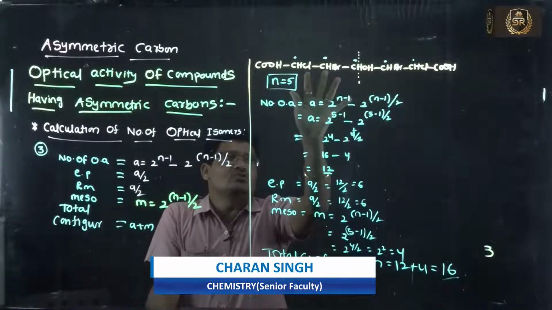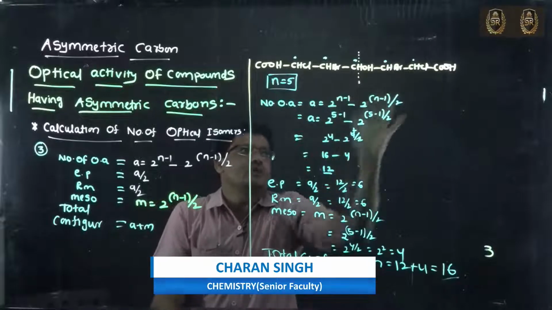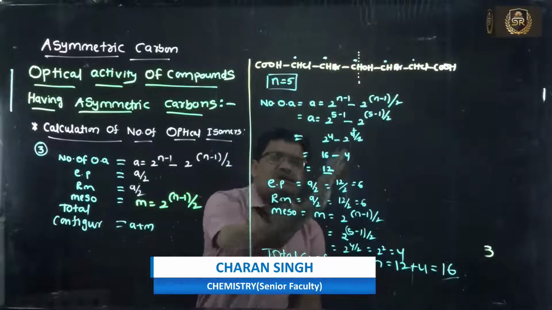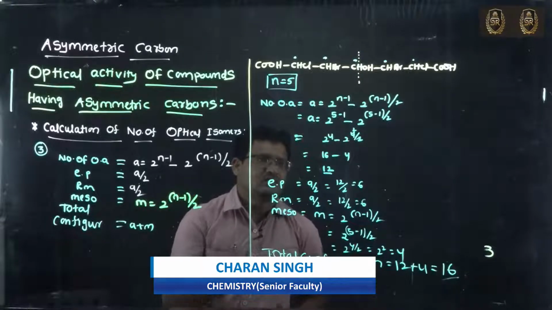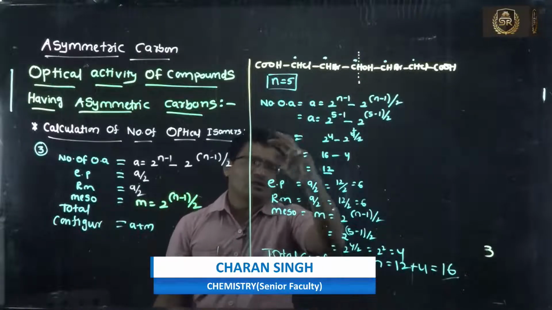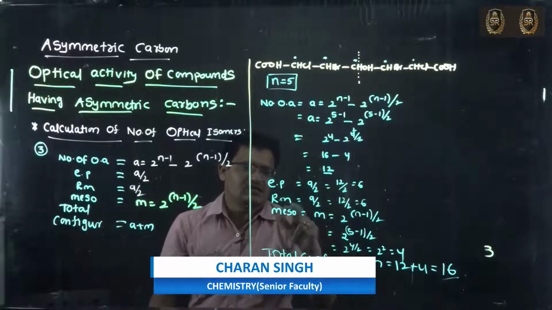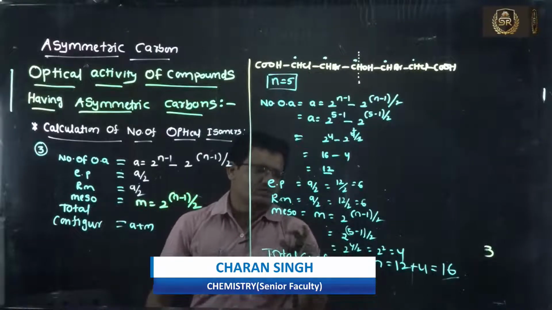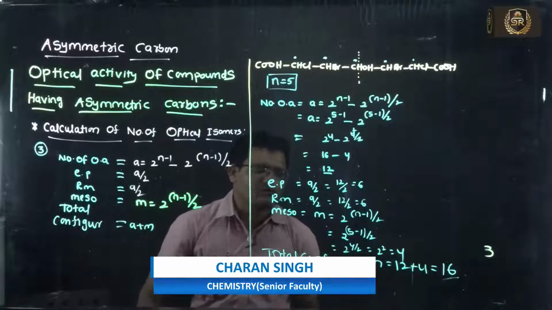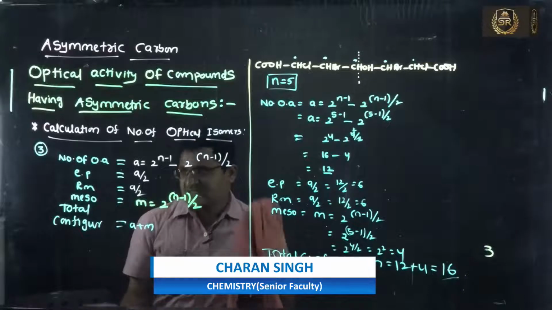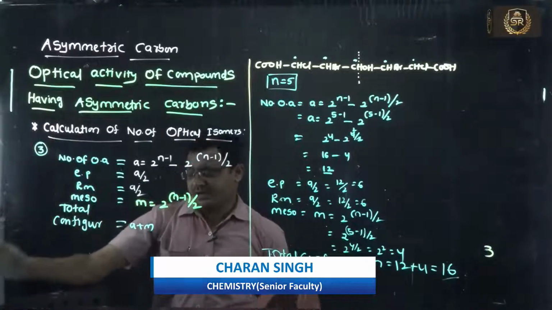Now in this one n equal to 1, 2, 3, 4, 5. Both ends will be the same, and it can be divided into two identical halves. That's why n equal to 5. So number of optical isomers is 12, enantiomer pair A by 2 is 6, racemic mixture A by 2 is 6, meso compound is 4, total configuration is A plus M, nothing but 16. So this is about asymmetric carbon.